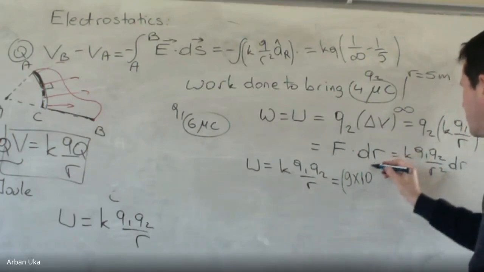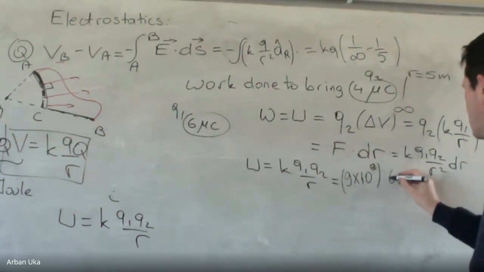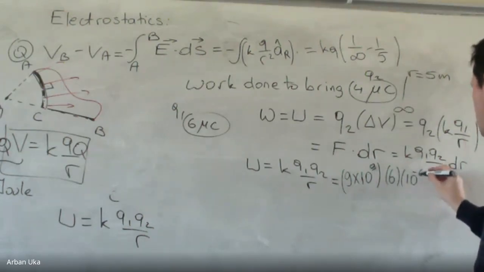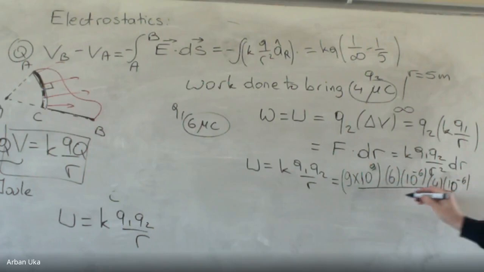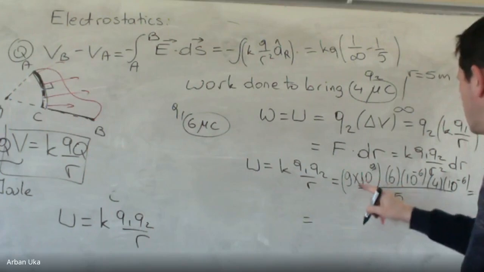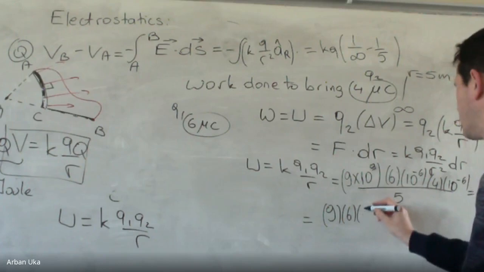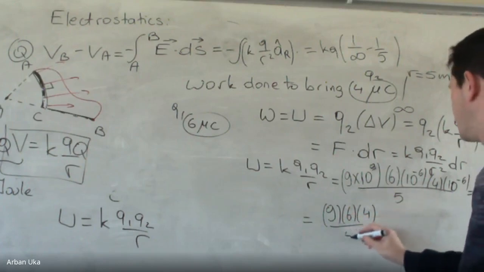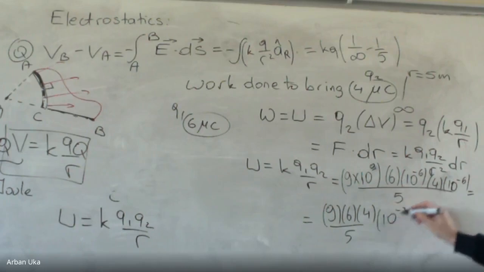It's another constant. We have 9 times 10 to the power 9 times 6 microcoulombs, which is 6 times 10 to the power minus 6, times the other charge, 4 microcoulombs, which is 4 times 10 to the power minus 6, divided by 5 meters. Here we get that the energy of the system is 9 times 6 times 4 divided by 5, and here we have 10 to the power 9, 10 to the power minus 6, 10 to the power minus 6. Overall, we get 10 to the power minus 3.